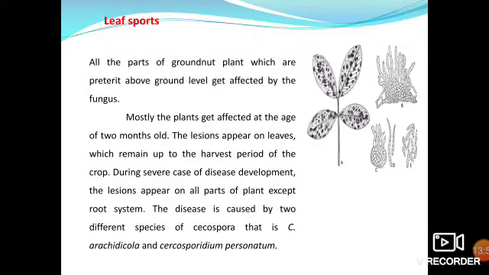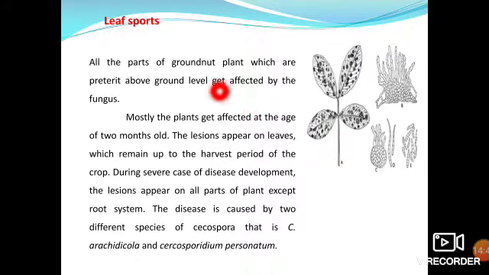Okay, next symptom, that is the leaf spot disease. This leaf spot disease is very common, and this is an example of leaf spot disease of groundnut. This disease is caused by a fungus named Cercospora personata, and another species of this disease is Cercospora rachidicola. These are the two species of Cercospora.